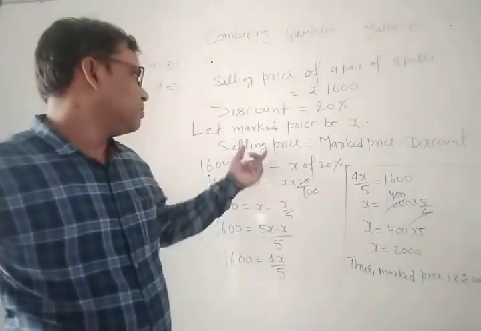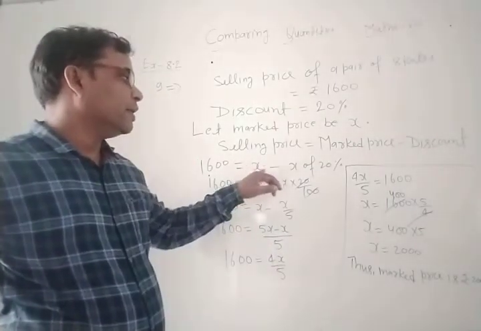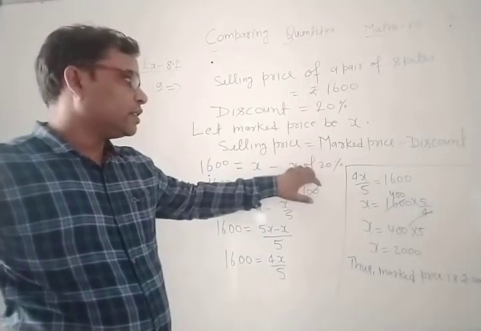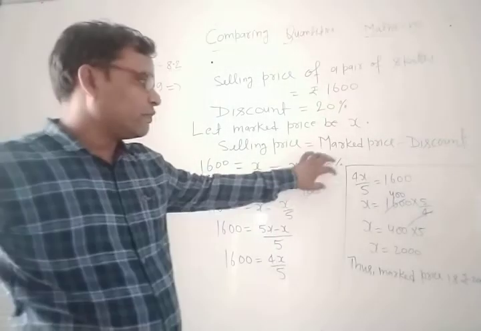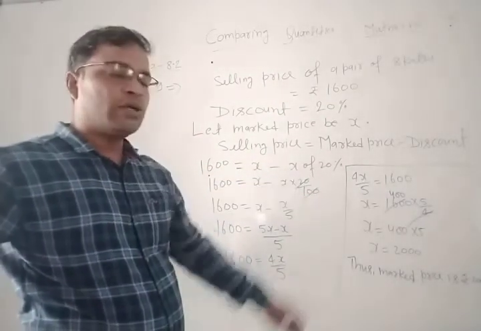Clear? So selling price is equal to x minus discount. This is discount. So we find here x is the market price, and we find discount on it. So this is called discount is equal to x of 20%.